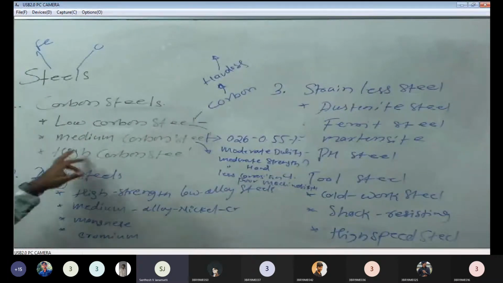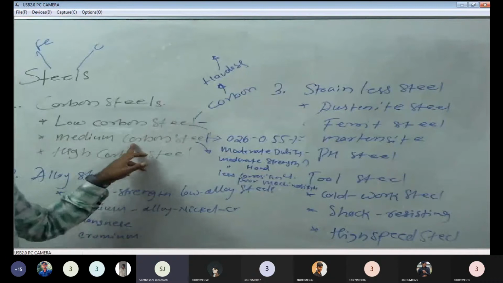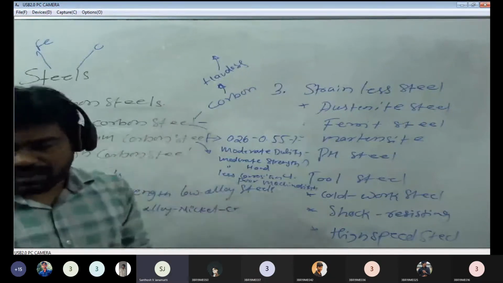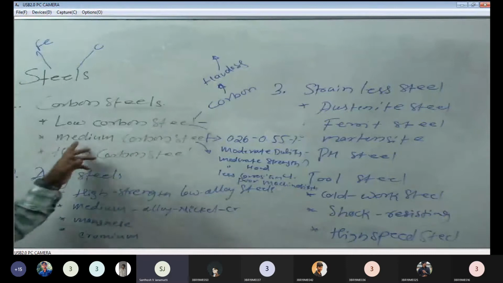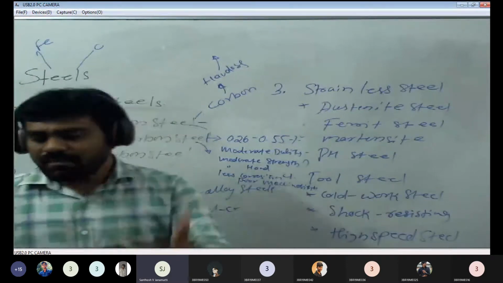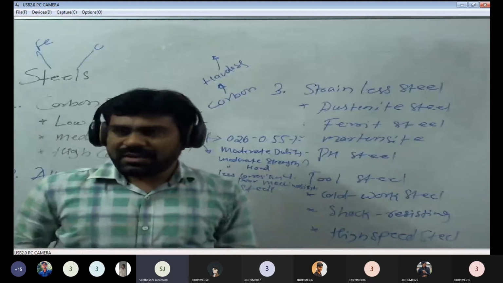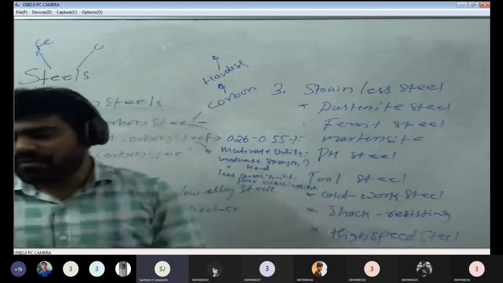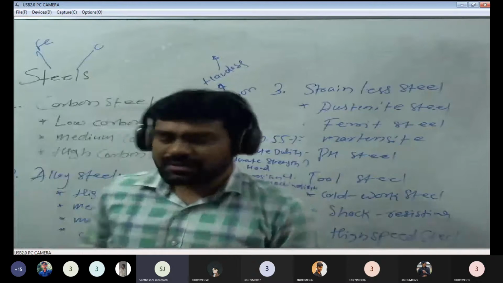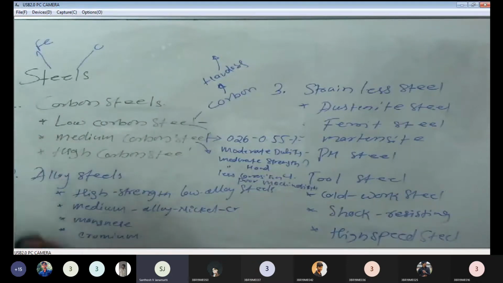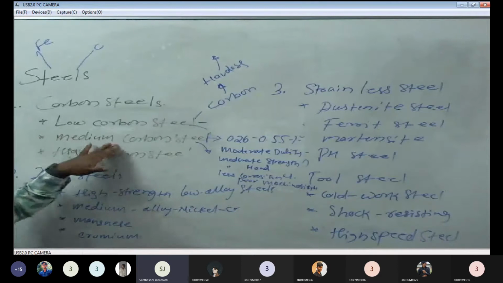This means medium carbon steels are very difficult to form into the required shape and size. Hope you understand. Medium carbon steels are very difficult to form. But low carbon steels, we can form easily by applying the tools. Medium carbon steels are difficult to form into the required shape.